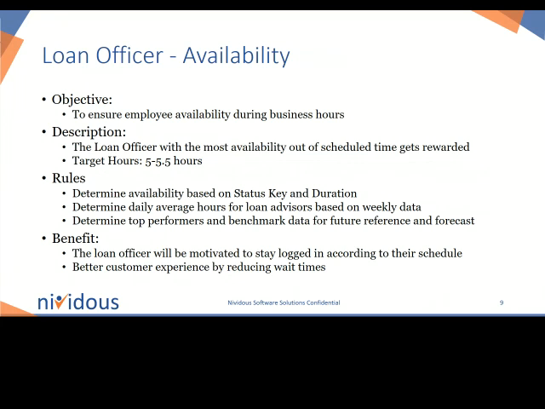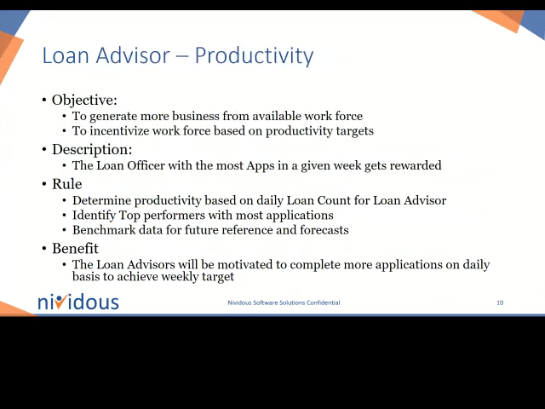Next slide, please. Productivity. So the objective is to generate more business from the available workforce. It is one possibility that we can increase the number of bodies to get more applications. But again, that's not ideal if we don't have enough input for them. So we need to incentivize the workforce based on their productivity targets. Again, these targets will be benchmarked based on our availability targets as well.